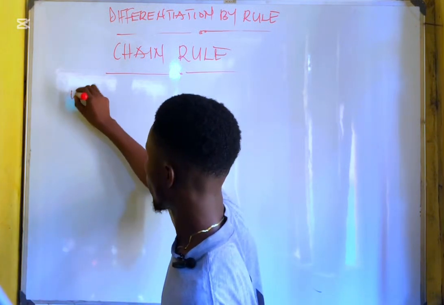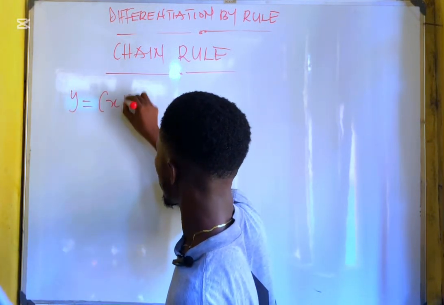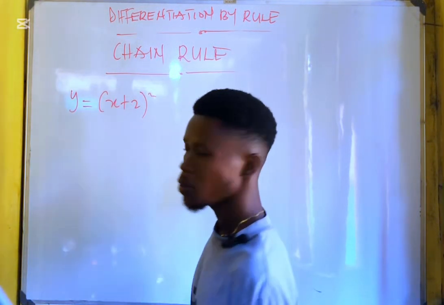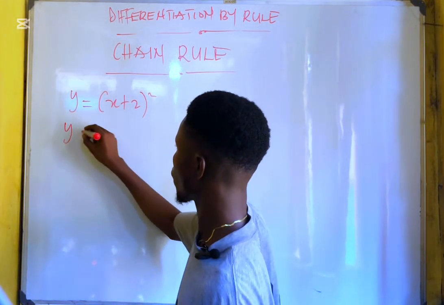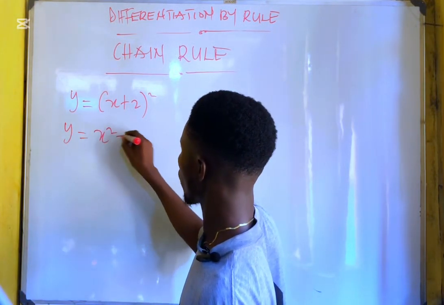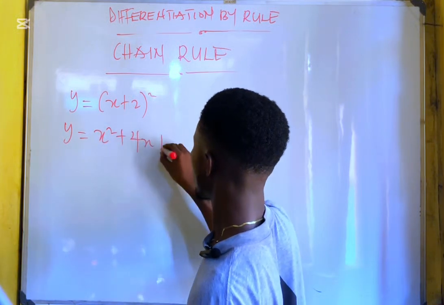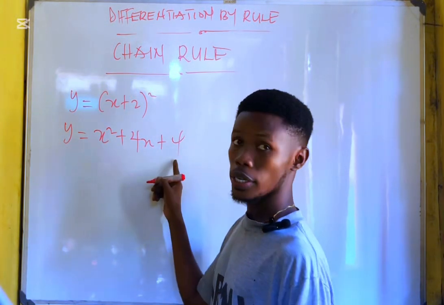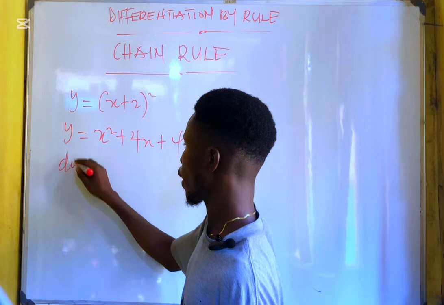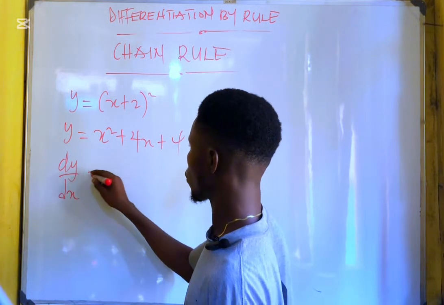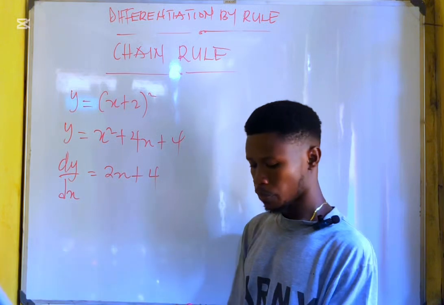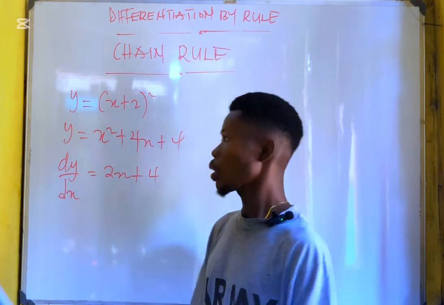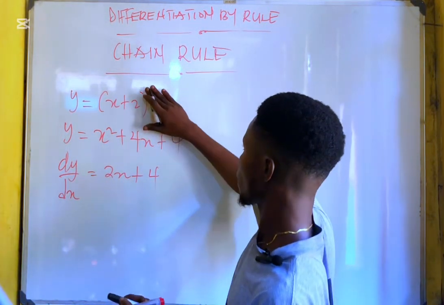If I give you y equals (x plus 2) squared, you can easily differentiate, right? Because I know what you're going to do. You will expand this to be x squared plus 4x plus 4. Then you differentiate this, which will give you dy/dx to be 2x plus 4. Is that okay? But what if here is power 5?